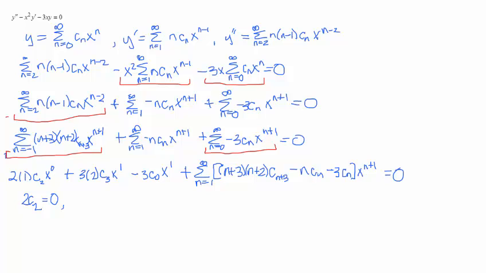And then for the x to the first terms, I have 6c3 minus 3c0 equals 0. So that'll give me a relationship between c3 and c0. And then for all the other terms, I'll have this expression that's going to give me my recurrence relation. So n plus 3 times n plus 2 times c sub n plus 3 minus n times cn minus 3 times cn all equals 0. And that would be true for n greater than or equal to 1. So that all came from the series from n equals 1 to infinity.